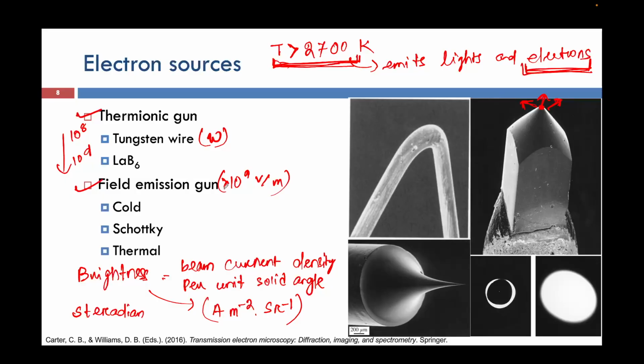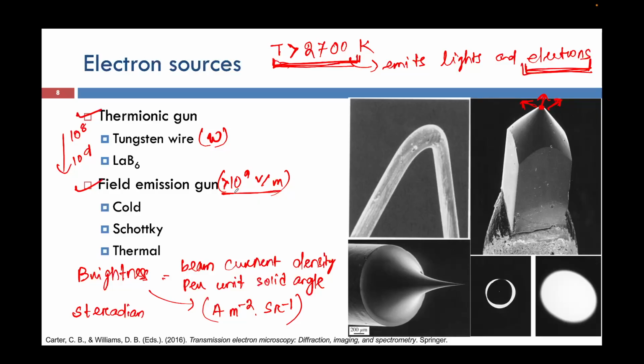It is not like if I give 10 volts here and keep a tip of 1 meter radius, then the electrons will start coming. No, the electric field has to be greater than 10 to the power 9 volt per meter. So when I apply this high amount of electric field, the electrons will start coming out, and finally I will get an electron beam.